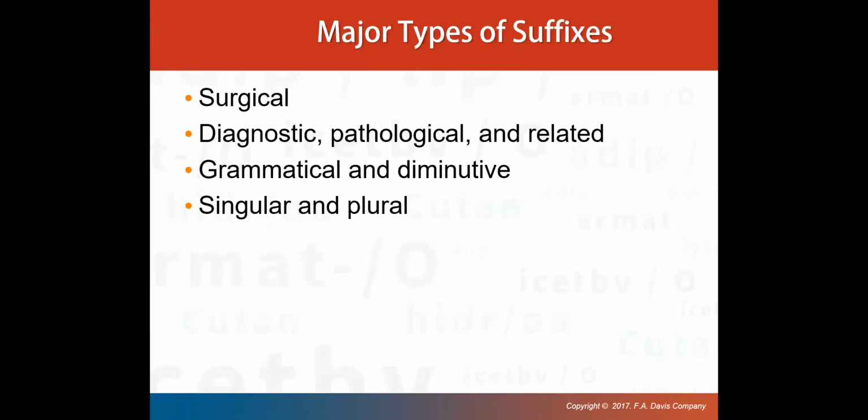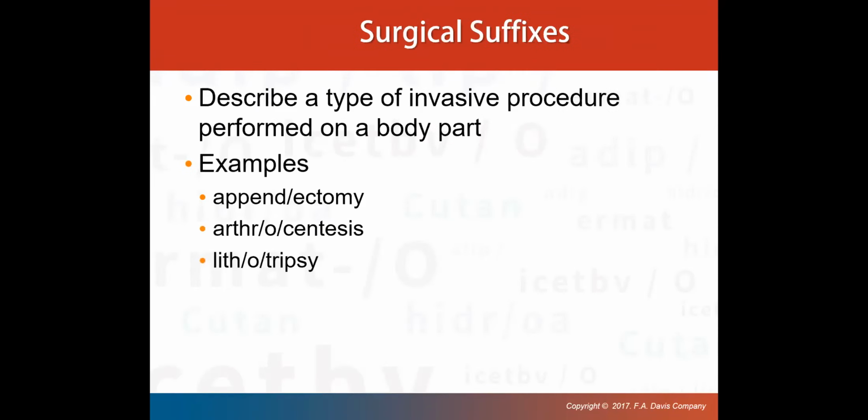Major types of suffixes are either surgical, like ostomy, otomy, ectomy, right? Diagnostic, pathological, and so on. So diagnostic, tests, pathological, things that are wrong, grammatical and diminutive, or singular and plural. And we'll go over some examples.